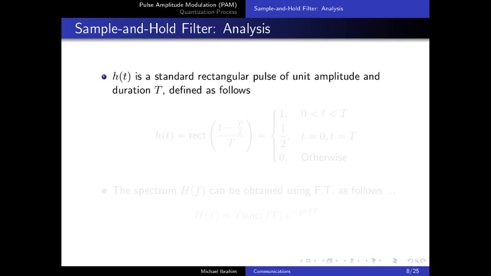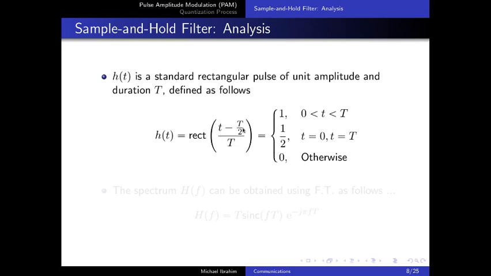So h of t, as we have said, is a standard rectangular pulse. It's basically a pulse starting from 0 to capital T with a value of 1 and 0 otherwise. And as you can see here, this pulse is shifted in time. Instead of being centered around 0 as we have been doing in the Fourier transform chapter in our course, now this pulse is shifted to the right, and the shift is T by 2. That's why it's rect of (t minus T by 2) over capital T. This T by 2 is the shift to the right.